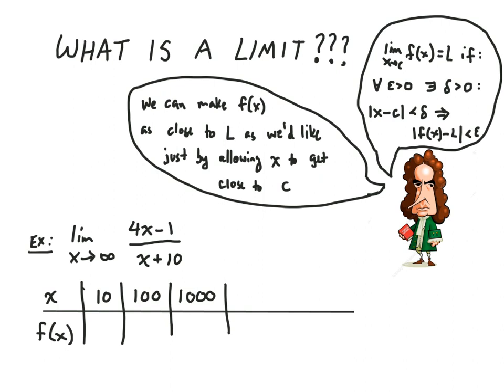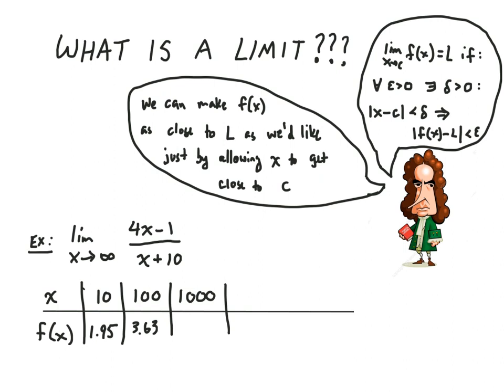So when I plug in 10, I get 4 times 10 minus 1, which is 39, and 10 plus 10 is 20, and 39 divided by 20 is 1.95. That's pretty close to 2. Maybe the limit is 2. So we plug in 100. 4 times 100 minus 1 is 399, divided by 110 gives me 3.63. Okay, maybe the limit isn't 2.